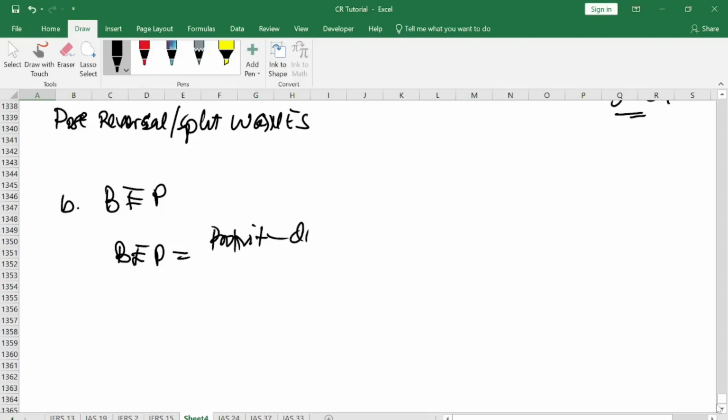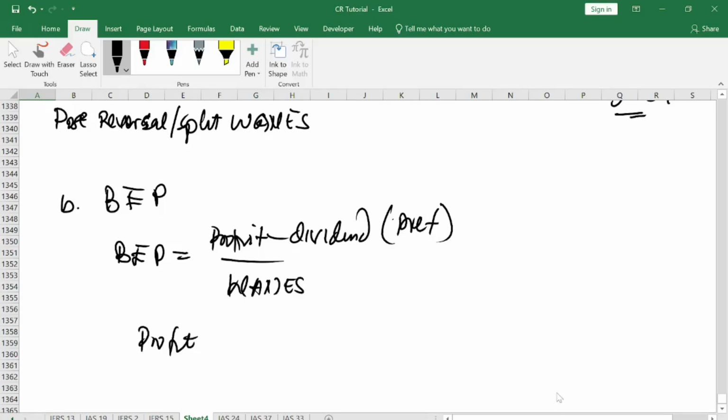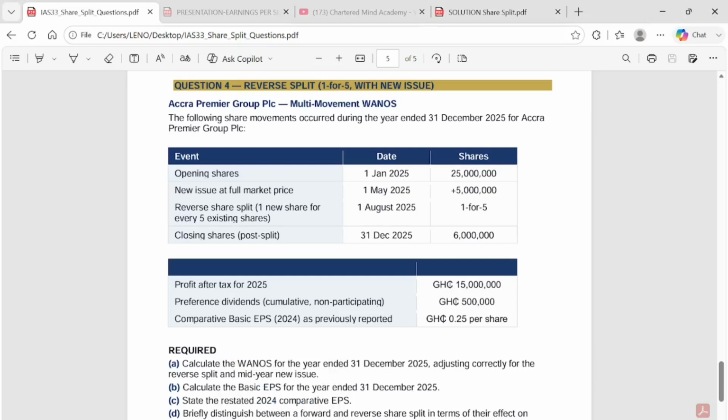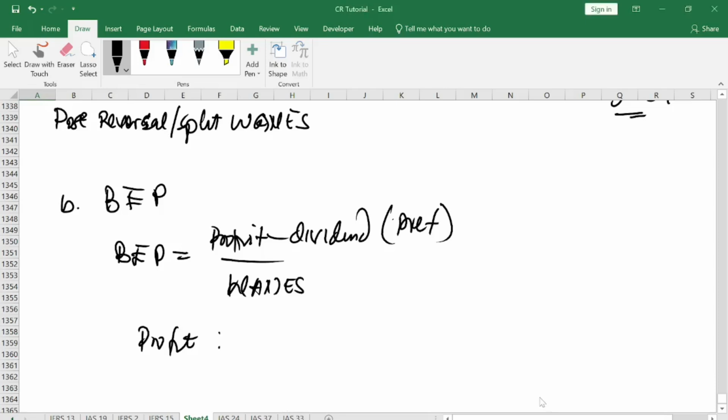Profits less any preference dividend, divided by the weighted average number of shares. In this question, they've given us profit of how much? Profit is 15 million, so in thousands that is 15,000.